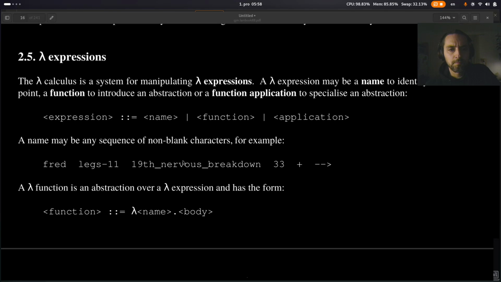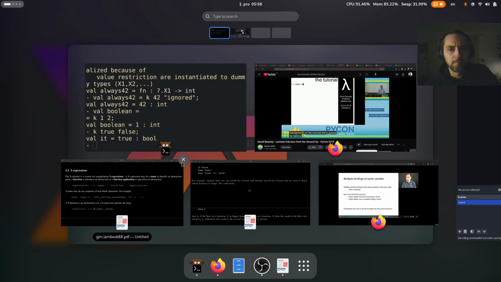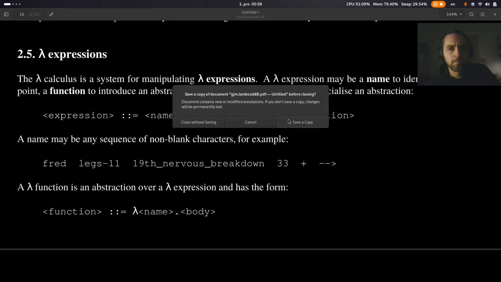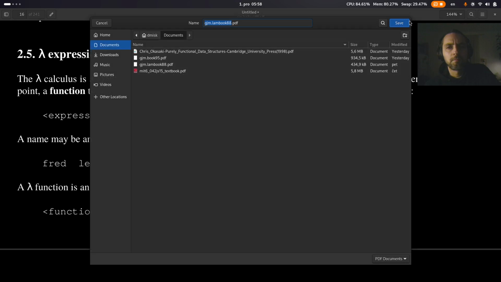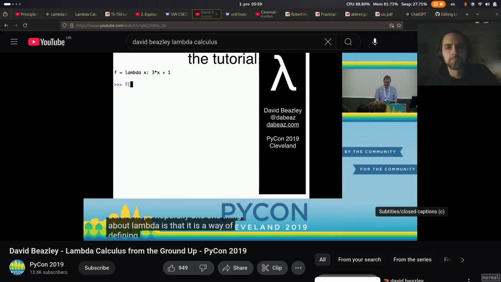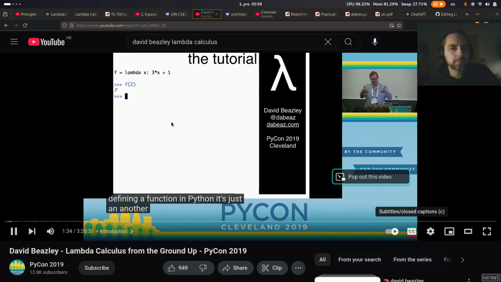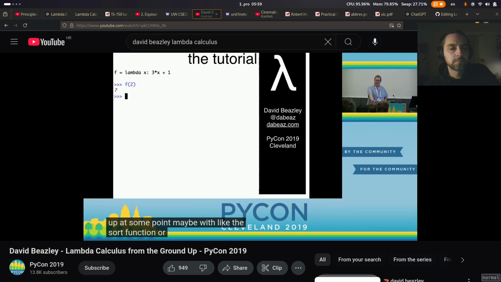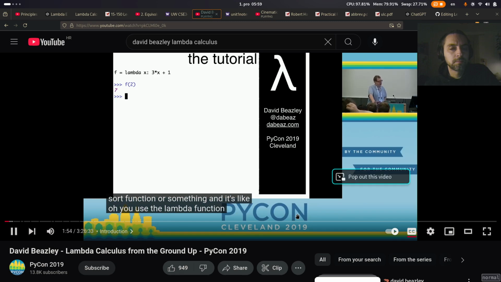Little background on the tutorial. We're going to be talking about Python's lambda function a lot. So you've probably seen things like this before, hopefully. One thing about lambda is that it is a way of defining a function in Python. It's just another way of defining a function. And one kind of interesting challenge with lambda is how to introduce it when teaching Python. I actually teach a lot of Python classes. And this is something that usually comes up at some point, maybe with the sort function or something. And it's, oh, you use the lambda function. And then you have to sort of describe this to people.